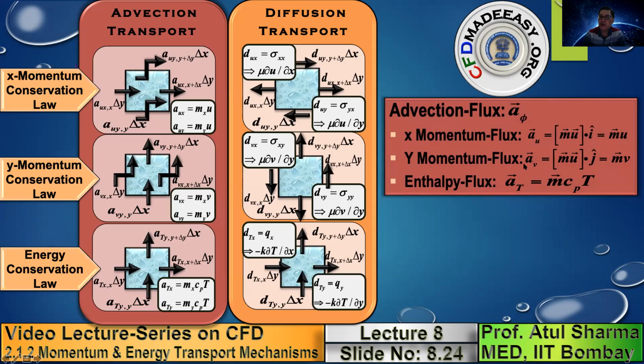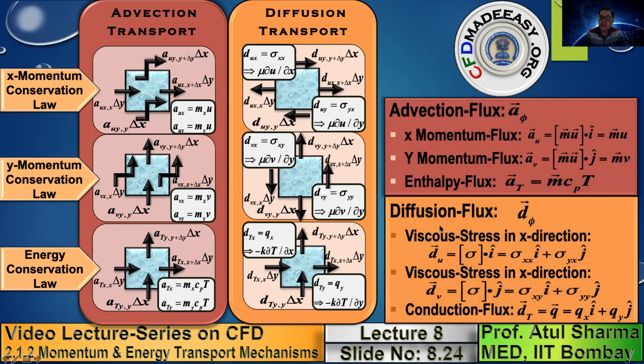And for momentum flux in the y direction, you get m vector u, and this is the enthalpy flux. And these are the expressions for the diffusion flux: the viscous stress in the x direction, the viscous stress in the y direction, and this is the conduction flux. Note that finally, although the momentum conservation law is a vector law, since we apply it component by component, the flux, which is a second order tensor, gets converted into a vector.